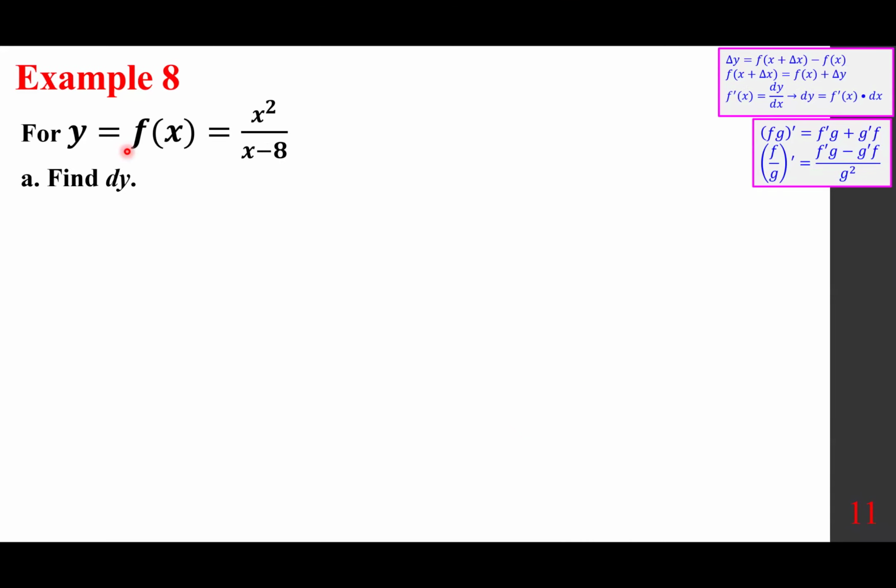Example 8, y is f of x equals x squared over x minus 8. We want to find dy. Remember, f prime is dy dx, and dy is f prime of x dx. The moment they ask you for dy, first and foremost, find f prime of x. We are going to use the quotient rule on that.